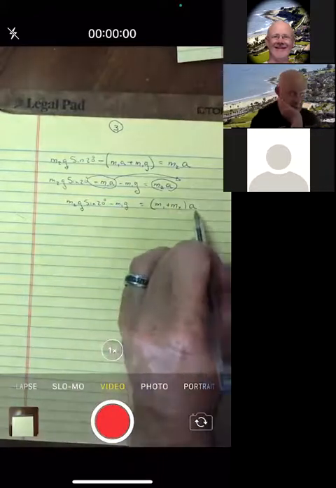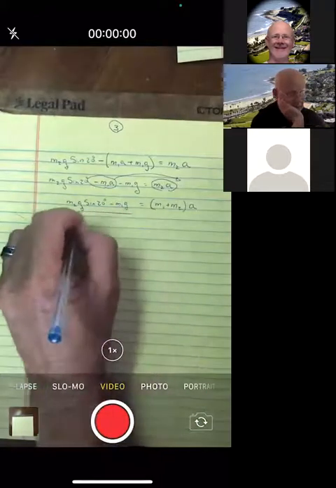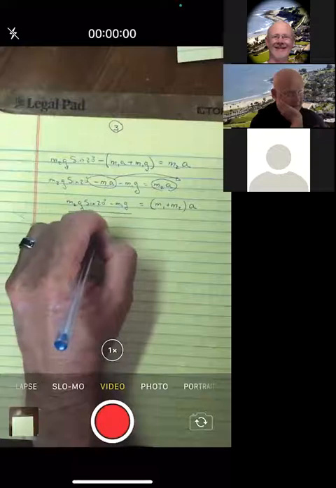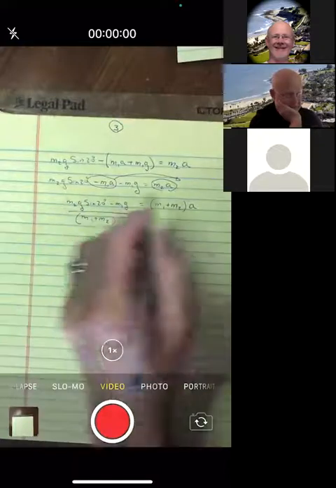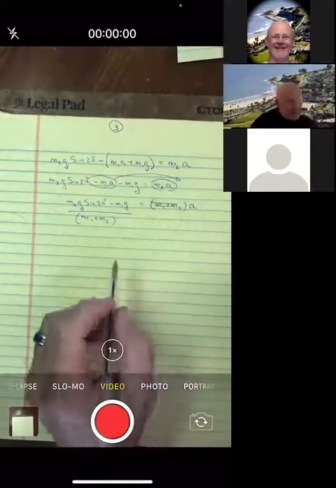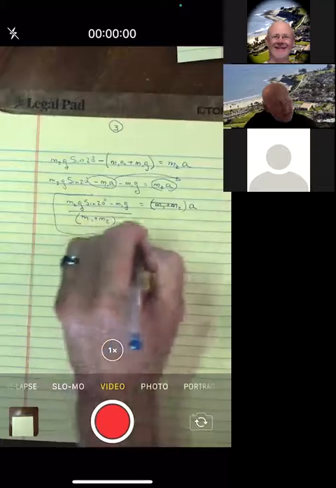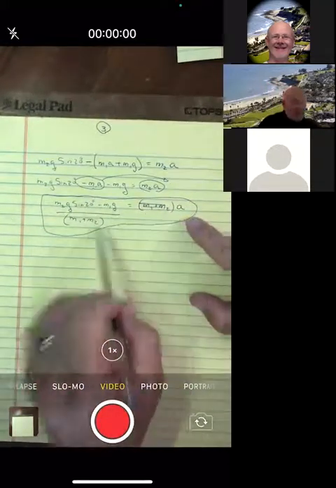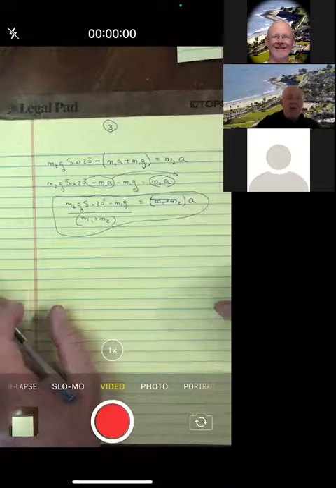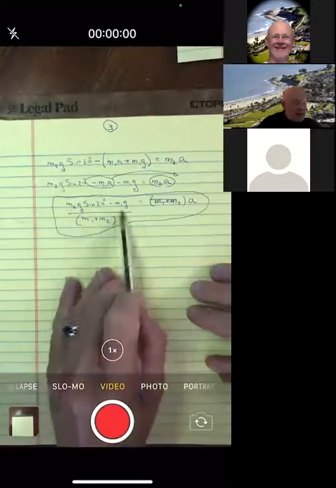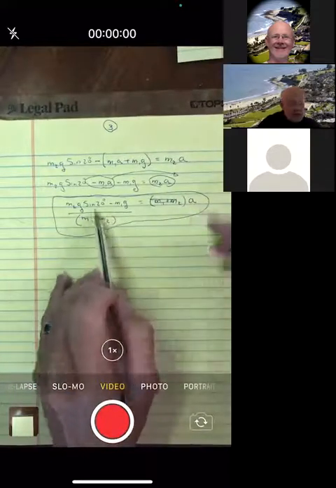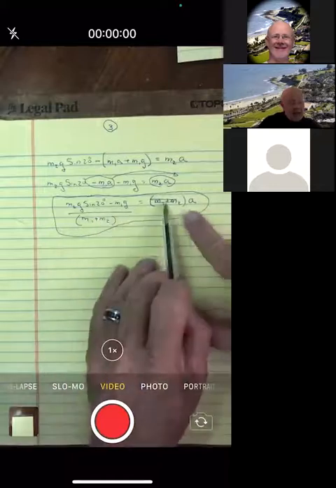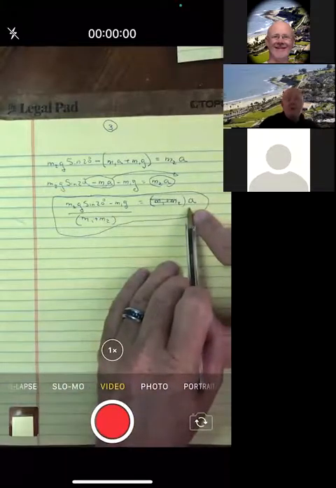Now, if you solve this equation for A, it means you'd have to divide both sides by the sum of the two. Cross that out. And so now I have a combined equation that gives me an answer for what the acceleration is. And so if you were to tell me what M2 and M1 is, now that you've already told me the slope of the incline, I could then tell you what the acceleration is going to be.